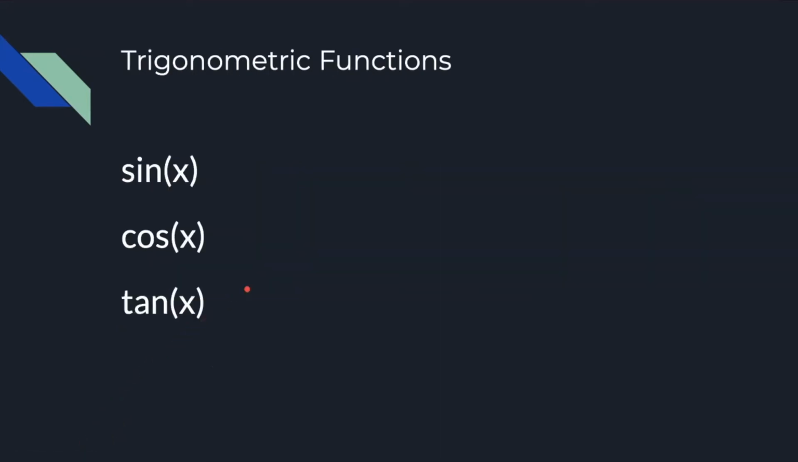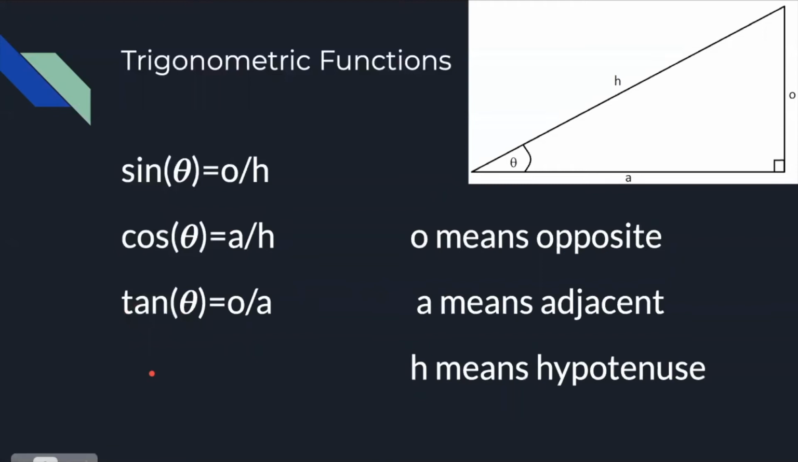All right, and now for the trigonometric functions, sine, cosine, and tangent of x. There are actually three more trigonometric functions, but you don't need to know about them. So what sine of theta means, look at this diagram. Theta is this angle right over here, in a right triangle. Sine of theta means opposite over hypotenuse. Cosine of theta means adjacent over hypotenuse, and tangent of theta means opposite over adjacent.